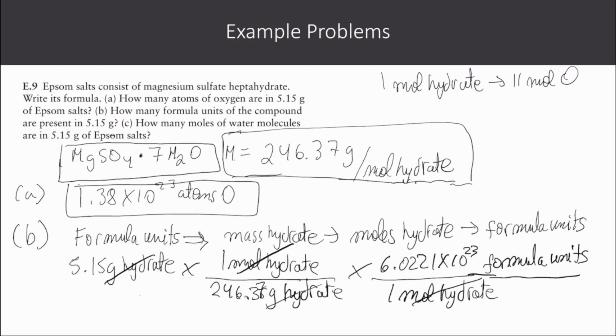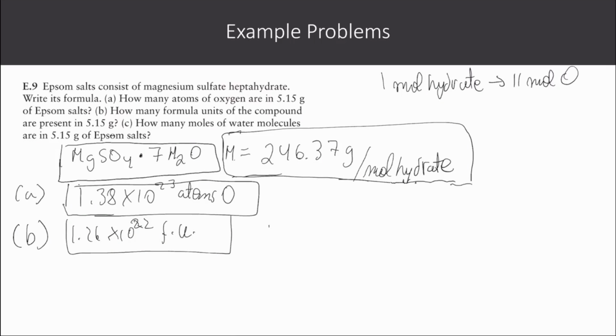So let's carry out this multiplication of 5.15 times Avogadro's number and divided by this 246.37. After carrying out this algebra, we have 1.26 times 10 to the 22 formula units. And notice that we have 3 significant figures because we started with 3 significant figures.